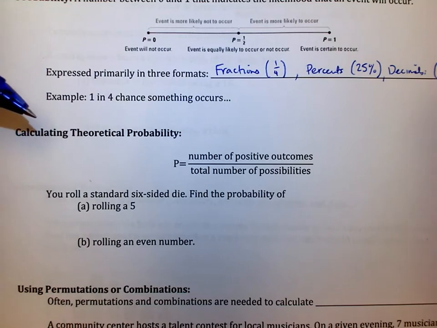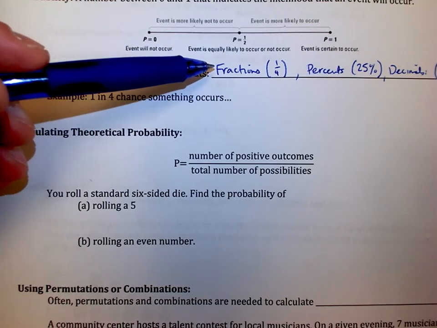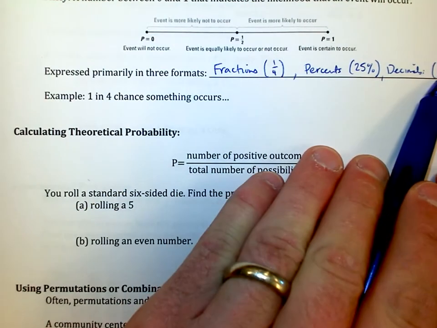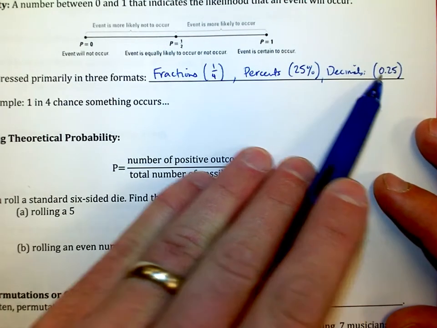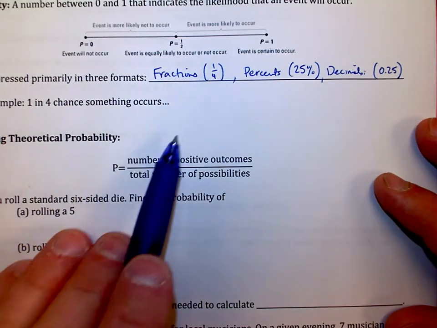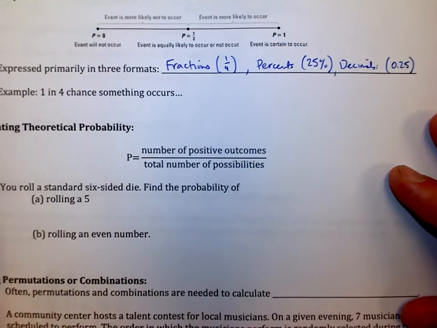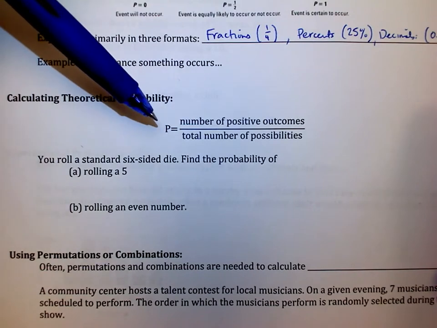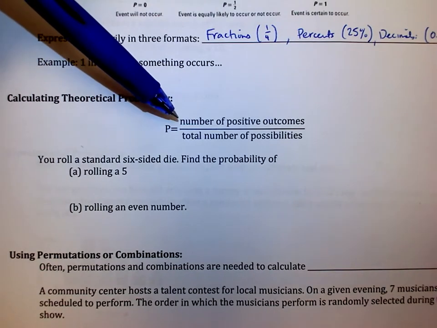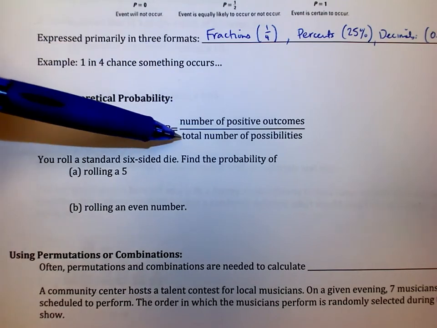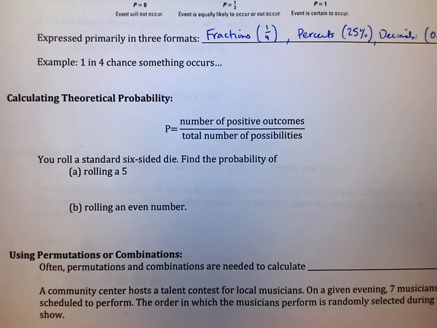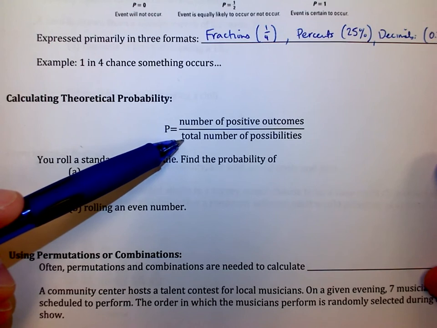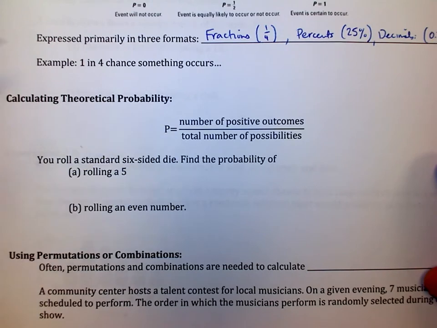To calculate probability, it's a pretty simple little formula. Remember, we can express it as fractions, and we can convert 1 divided by 4 to 0.25, and then multiply that by 100 to get 25%. So we can easily turn a fraction into these other two formats, which means we're working with fractions. We're going to talk about probability as the number of positive outcomes, that the thing actually occurs, divided by the total number of possibilities that we're working with to begin with. The permutations and combinations we were doing in the last few lessons help us find that total number of possibilities, because we've got to know what to divide by.